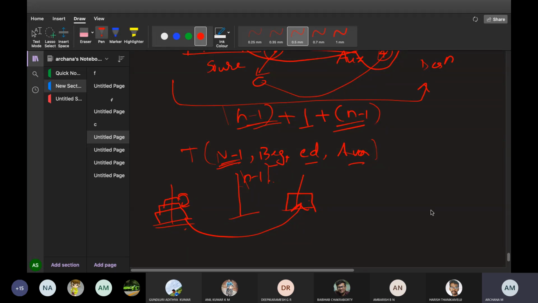Now again, this keeps on doing. Take this n minus 1. From this n minus 1, take 1, move to the larger place. Again, take n minus 1, move to somewhere. Like that, we keep on doing this until we achieve the final thing. Okay, this is the formula. Very important thing is the formulation is very, very important in our recursion. So this is how we need to formulate the recursion.